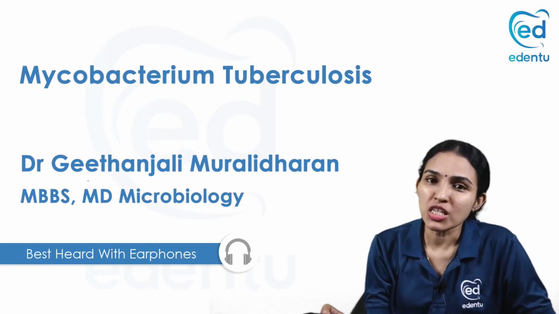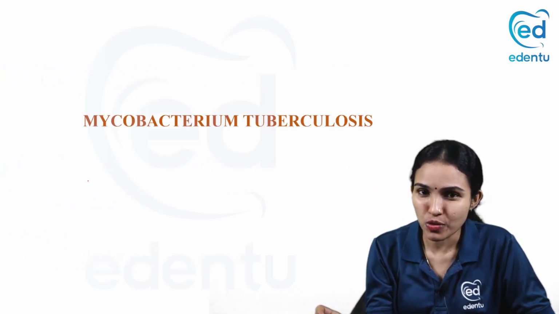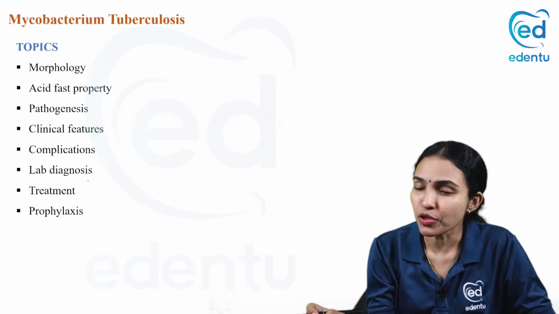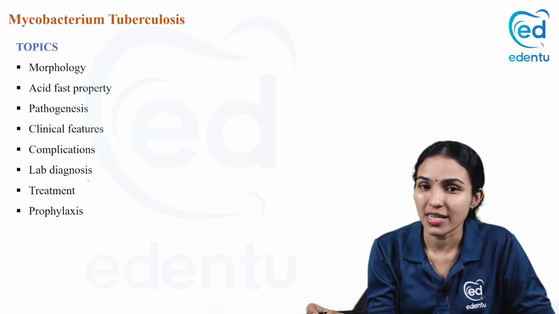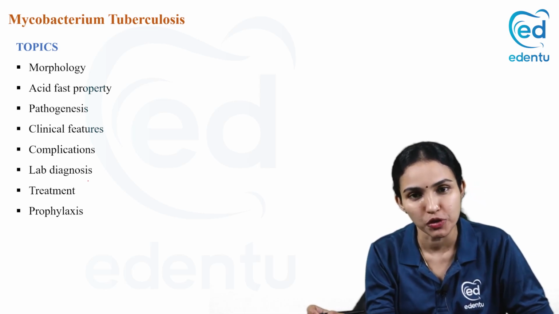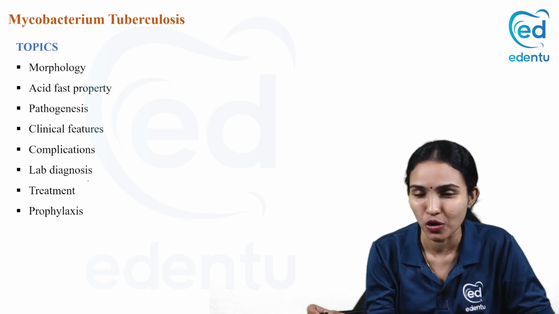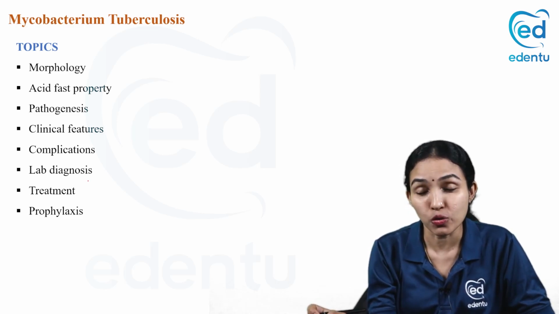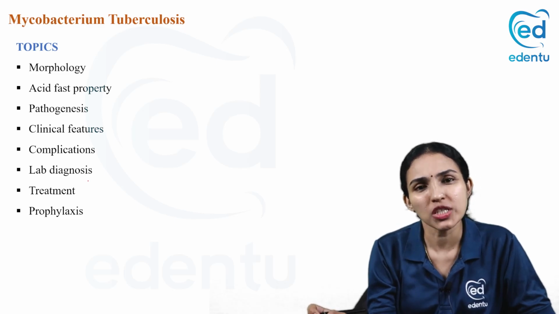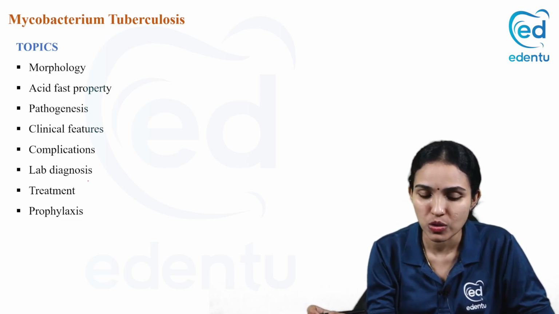Students, this session will be covering an important bacterium, that is Mycobacterium tuberculosis. The topics we are going to discuss are morphology, the acid-fast property, pathogenesis, clinical features, complications, lab diagnosis, treatment, and prophylaxis of tuberculosis. Tuberculosis is actually very familiar to all. The organism which causes tuberculosis belongs to the Mycobacterium genus, which contains several mycobacteria, but the most important one is Mycobacterium tuberculosis.